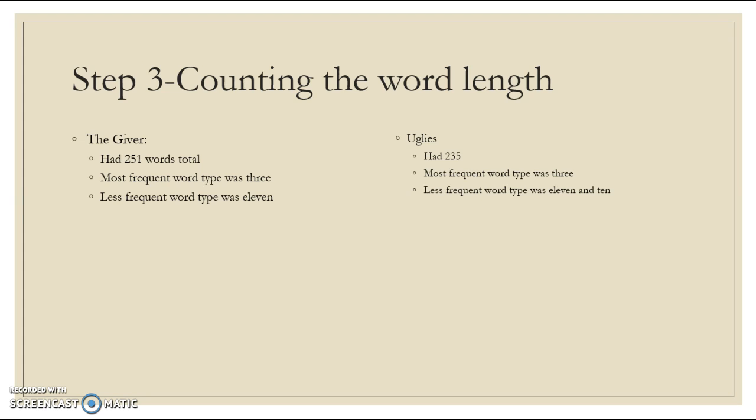So The Giver had 251 words on the page. And when you see the data, you'll see that the most frequent word length was 3, and the least frequent was 11. And for Uglies, it had 235, so the word totals were pretty close. The most frequent was also 3, and the least frequent was also 11, but also 10.